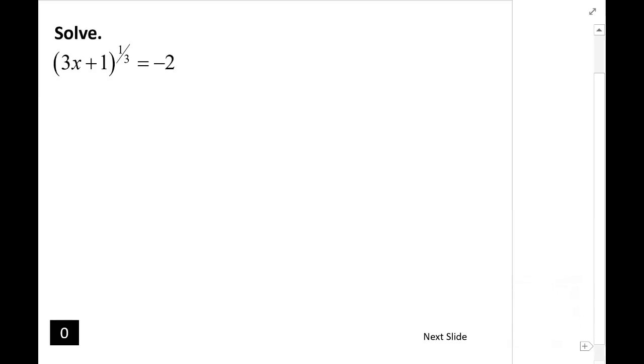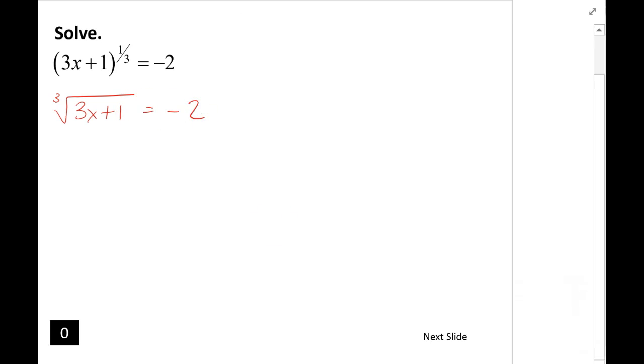Okay, so now a little bit different here. We need to recognize that this expression over here is in exponential form. So in order to solve it, let's put it back in radical form. Remember, the 1 is our power and the 3 is our index. So the index is 3 and the power is 1. So we'll just write the cube root of 3x plus 1. And since the power is 1, we don't really need to write that in because 1 doesn't really change anything. And that equals negative 2.